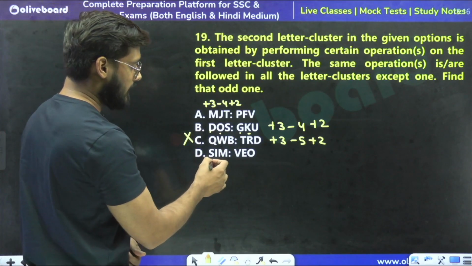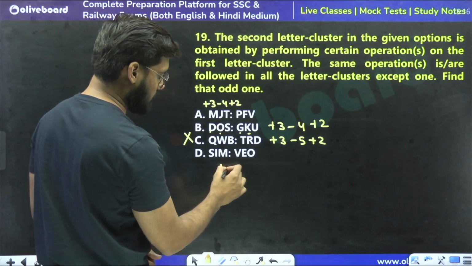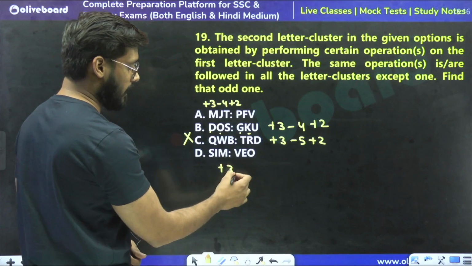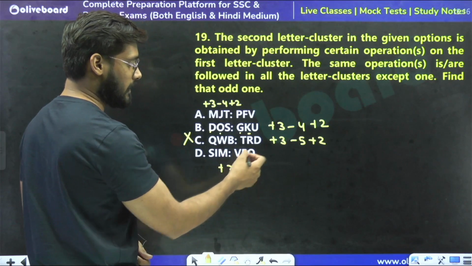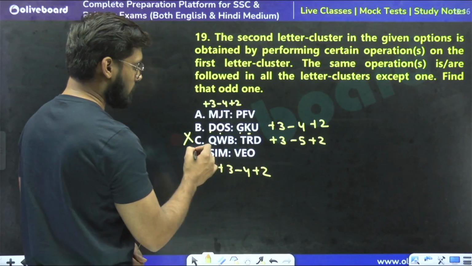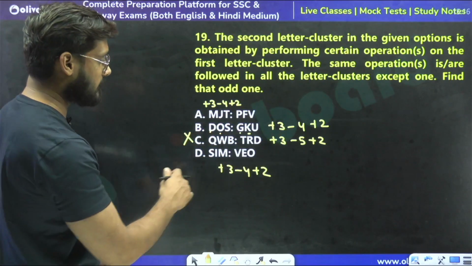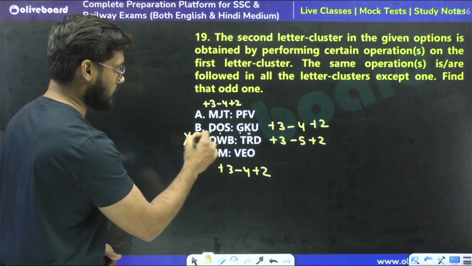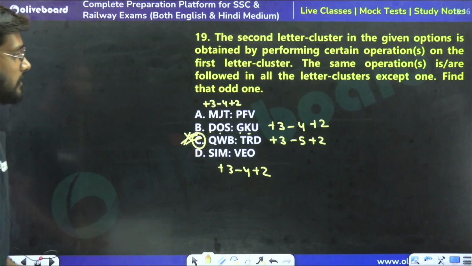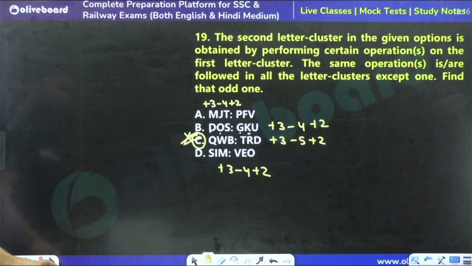Odd one out. S 19, V 22, plus 3; I 9, E 5, minus 4; and M 13, O 15, plus 2. So options D, A and B are following the 3, 4, 2 logic, but C is following plus 3, minus 5, plus 2. So C is the right answer, the odd one out we can say.